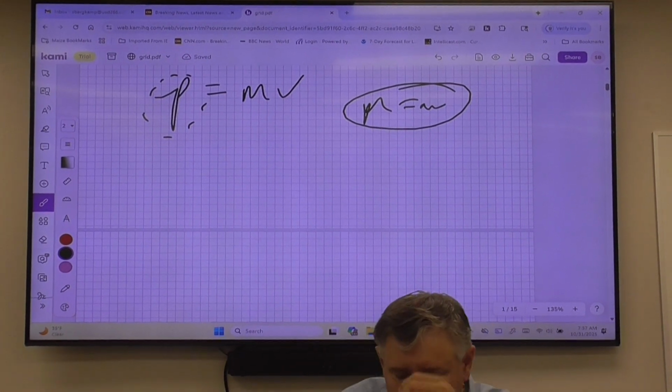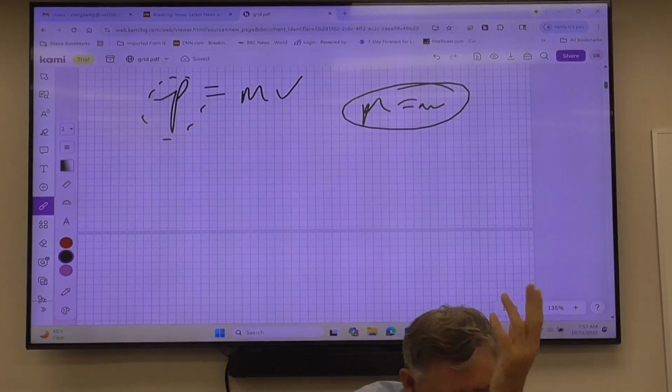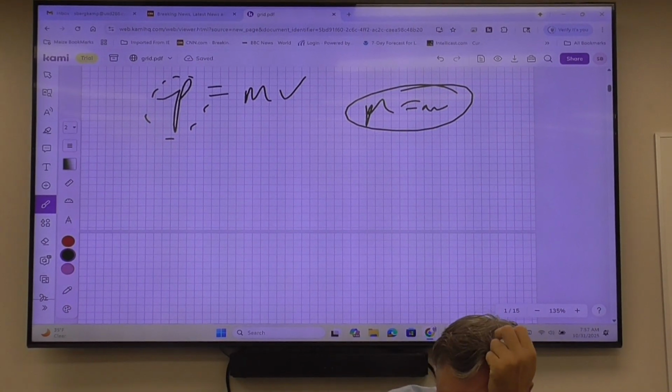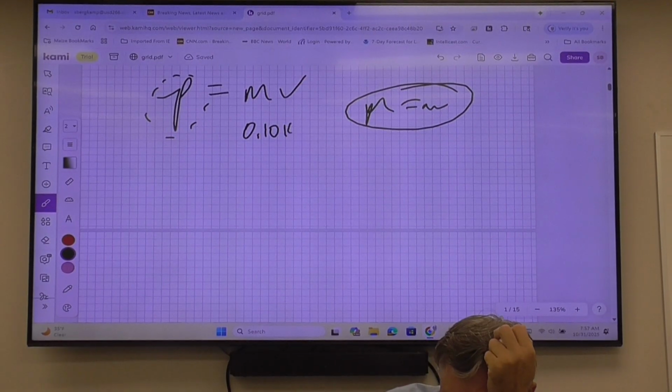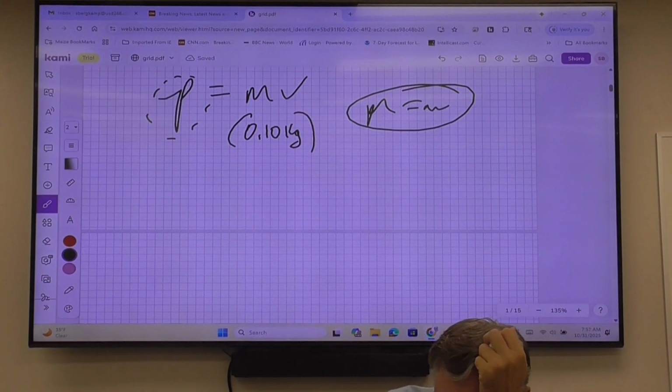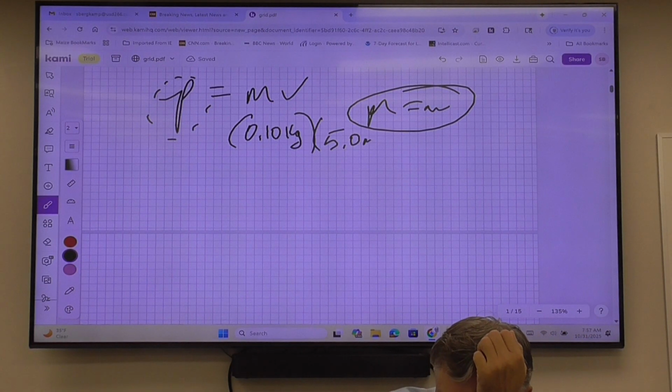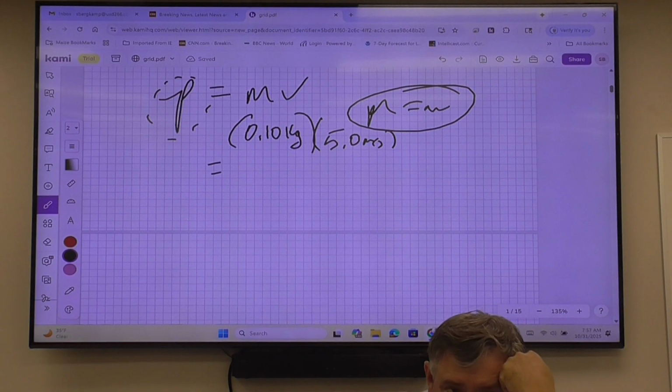So, in terms of units, here's as simple as it gets. Here I've got a golf ball. Let's say that it has a mass of 0.1 kilograms. And all I have to do is multiply it by the velocity. So if the velocity of the golf ball is 5 meters per second, mathematically, this is as simple as it gets. You just take 0.1 times 5, you get 0.5.